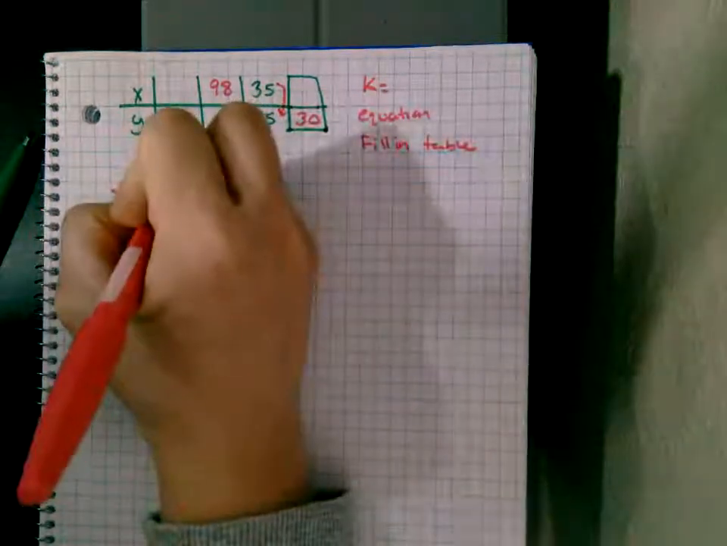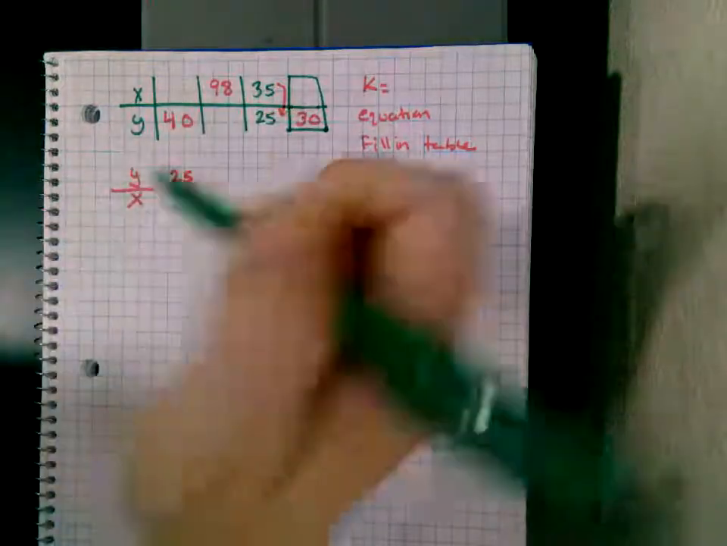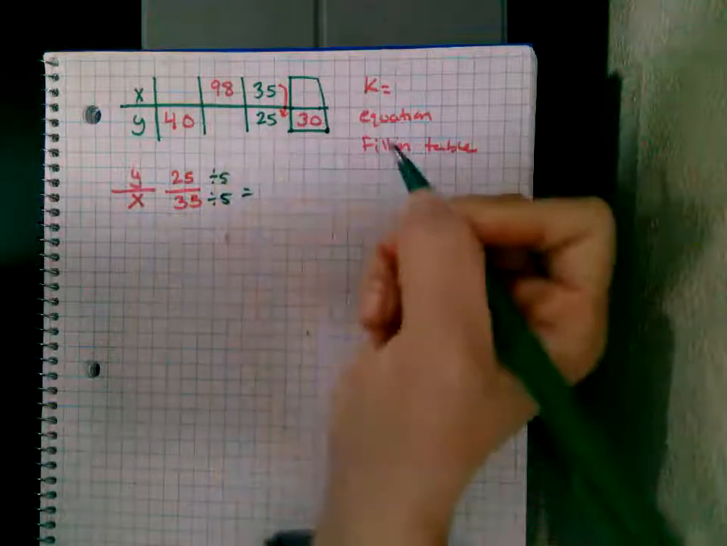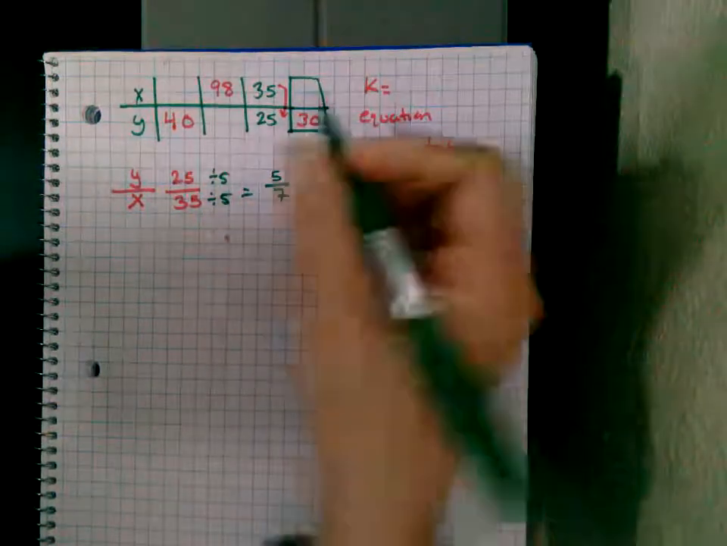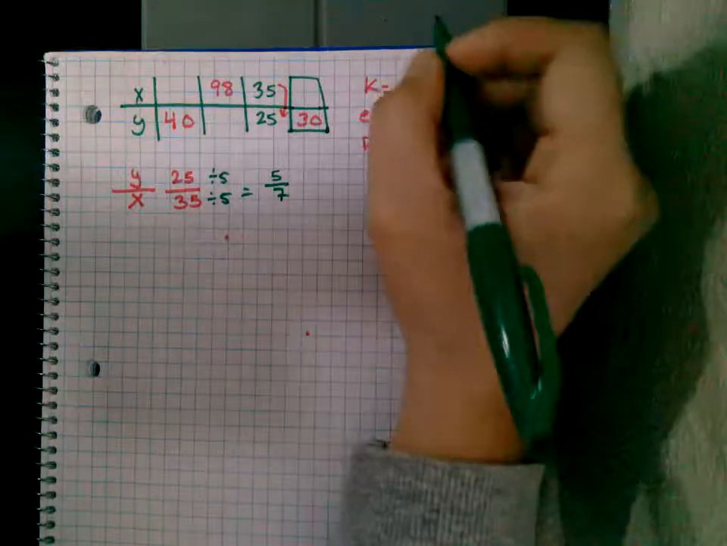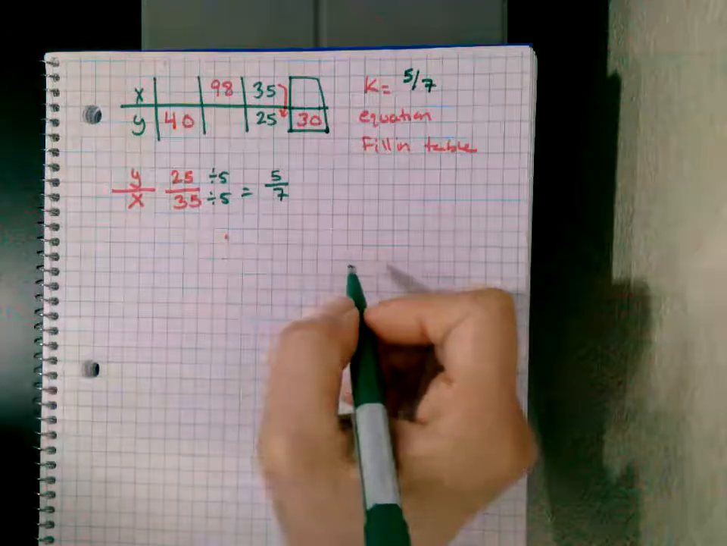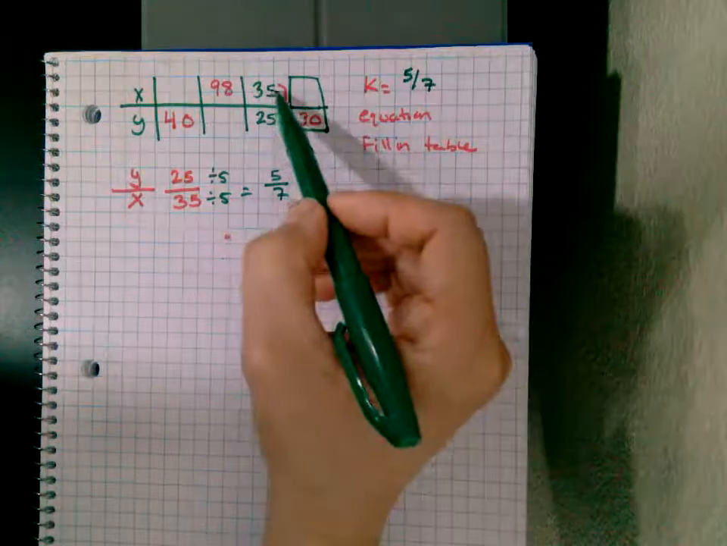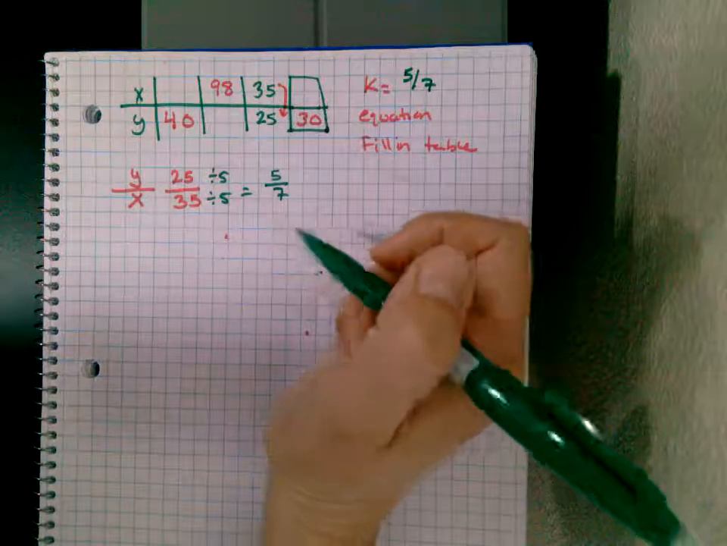So then you use your y over x. My y is 25. My x is 35. You simplify it. We divide by 5. We get 5 over 7. Can I simplify 5 over 7? Nope. So therefore my k is 5 over 7. That is my constant of proportionality. That is my unit rate. I literally took 35 and multiplied it by 5/7 and I got 25. That's how I got it.